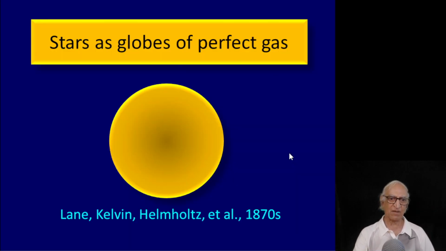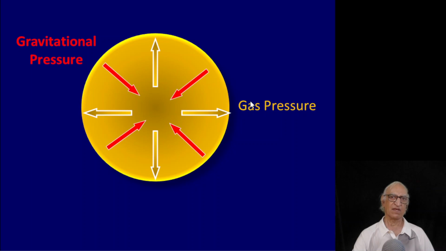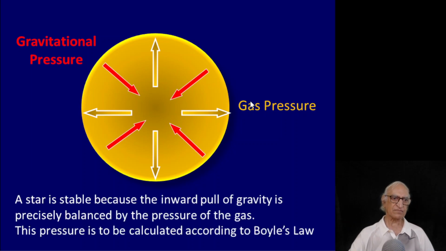As I said, in the 1870s, following the pioneering work of Kirchhoff and Bunsen, various people, Lane, Lord Kelvin in Scotland, Helmholtz in Germany, Emden, and various other people had formulated a theory of the sun and the stars as globes of perfect gas. What they said was the following. A star is stable because the inward pull of gravity is precisely balanced by the pressure of the gas. This pressure is to be calculated according to Boyle's law.